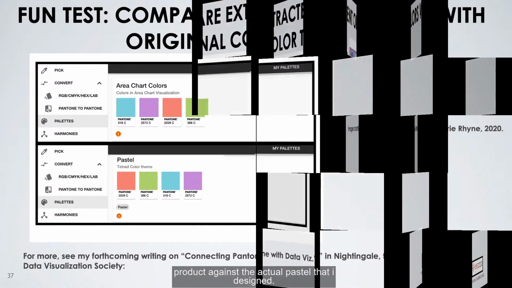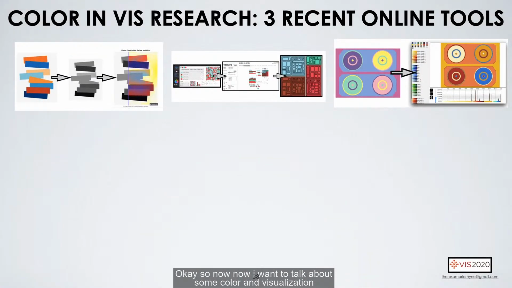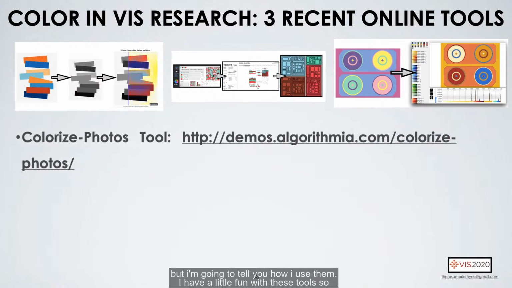Okay, so now I want to talk about some color and visualization research tools. There are 3 recent ones, and now after my course, there's going to be an advanced one that talks about other color tools. They may cover some of these, but they may specifically cover color-gorical, and they may cover color moves. But I'm going to tell you how I use them. I have a little fun with these tools.